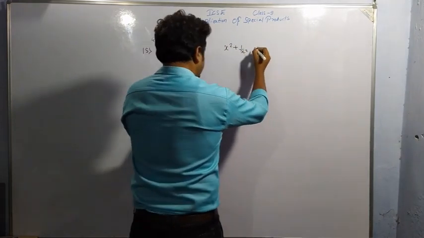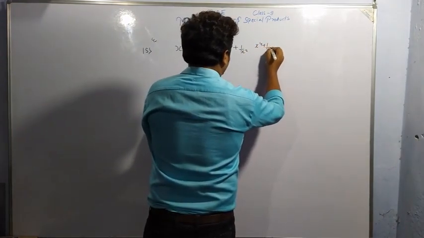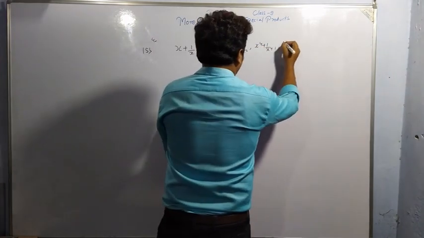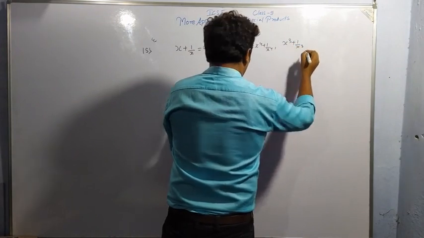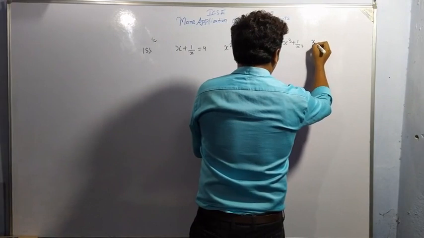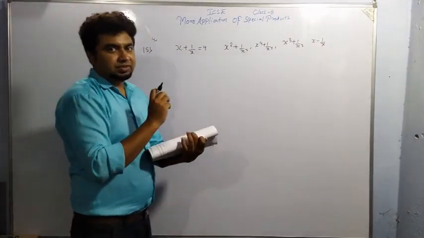Then we have to find the value of x to the power 4 plus 1 by x to the power 4. Then we have to find the value of x cube plus 1 by x cube. Then we have to find the value of x minus 1 by x. Okay, what is given? x plus 1 by x is given.